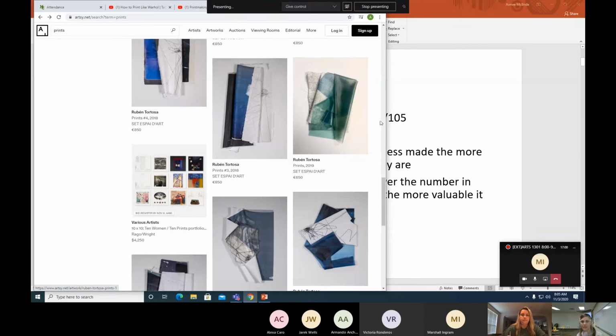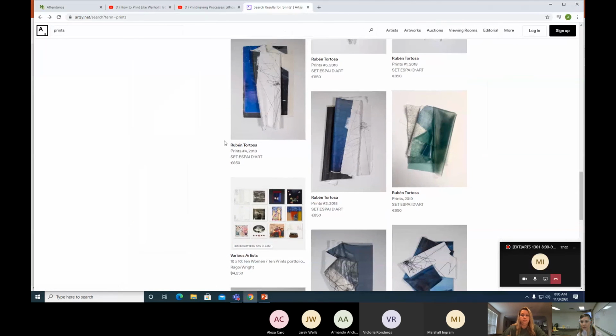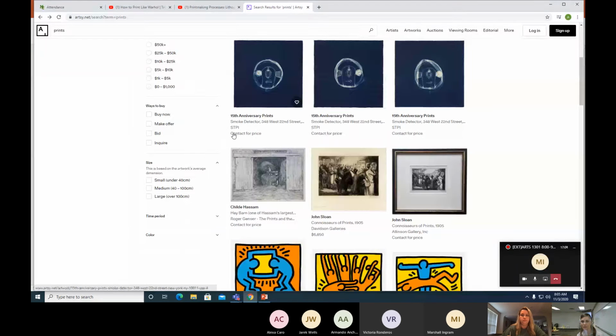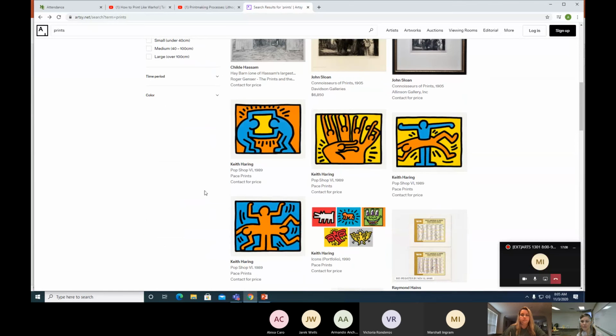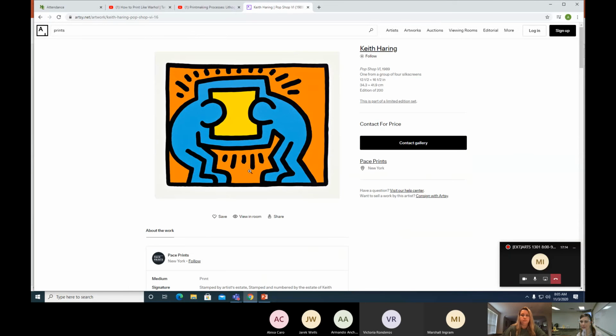So artsy.net has everything that could possibly ever be for sale in the art world all in one place, and it tells you the prices usually. Sometimes the galleries don't list the prices for really special artists like Keith Haring. Keith Haring is a really popular printmaker and graffiti artist, and his stuff is really coveted right now. You have to contact for the price value.